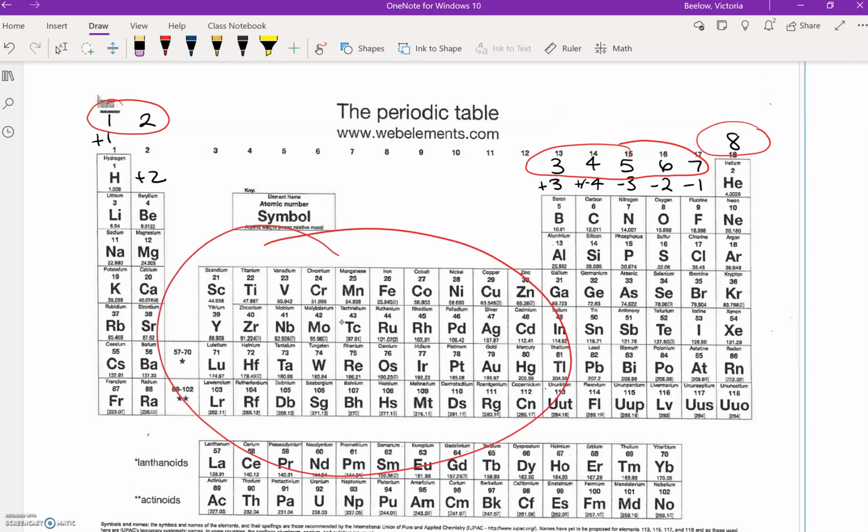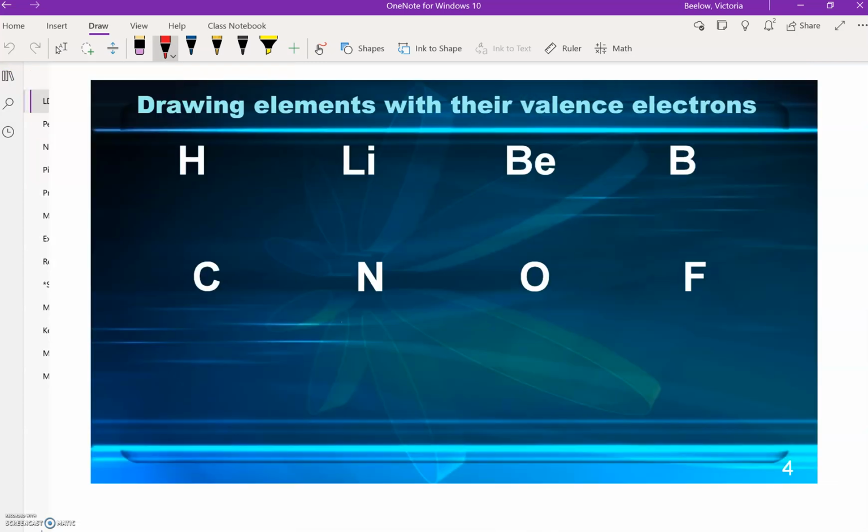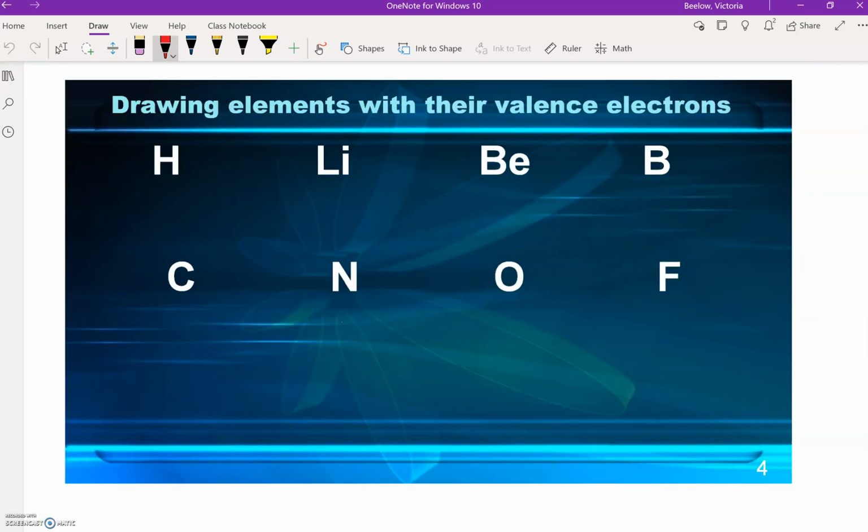Don't worry about these groups here. Those are not our concern. So we're going to have to be referring to our periodic table to figure out how many valence electrons each element has based on the group that it is in. Okay, so let's get started.